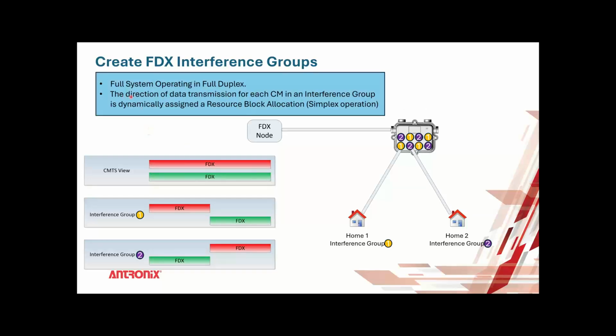So the full system, in this case the CMTS view, is still operating full duplex, but the data for each cable modem in an interference group is dynamically assigned a resource block allocation, and that is a simplex operation. So each interference group is assigned a certain time slot, a resource block, to transmit and receive at that time period.